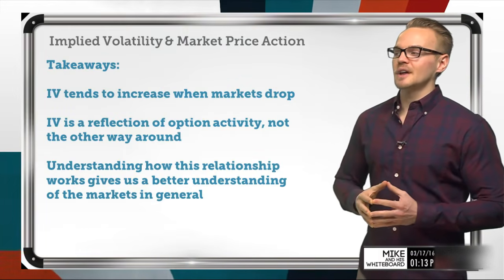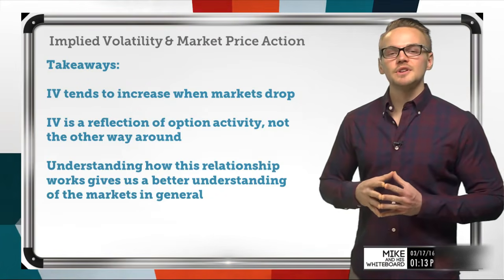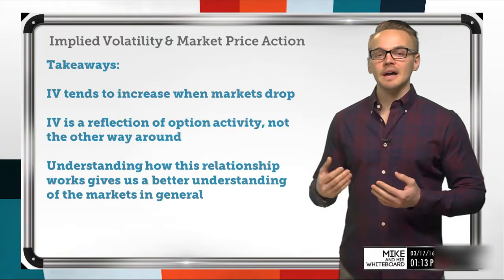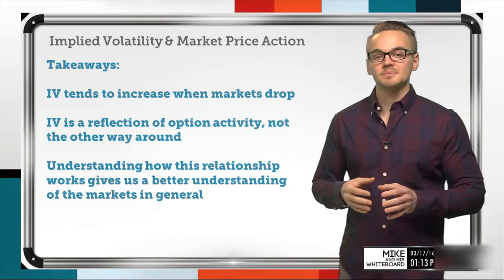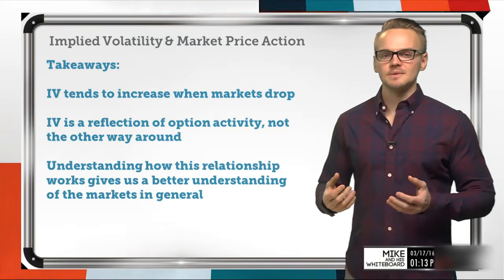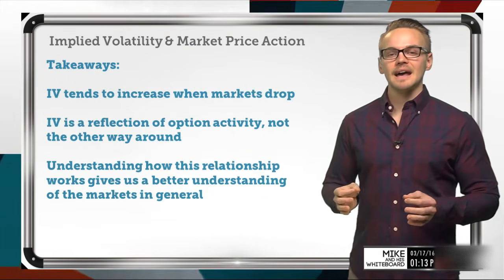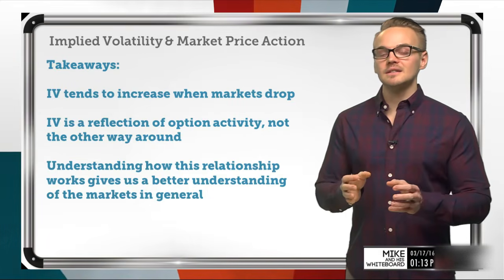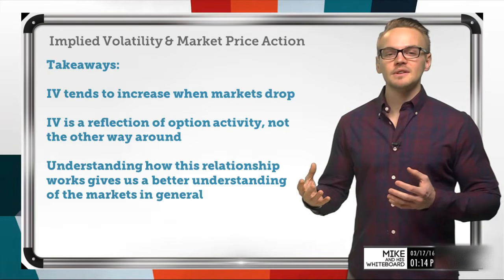Secondly, IV is a reflection of option activity, not the other way around. So when I first started trading and I learned about implied volatility, I actually thought that implied volatility was what was driving those option prices. But now that I know that it's the opposite, it does make a lot more sense. When we look at the Black-Scholes model and understand the inputs and how implied volatility is solved for, not an input into that model, it does make a lot more sense.